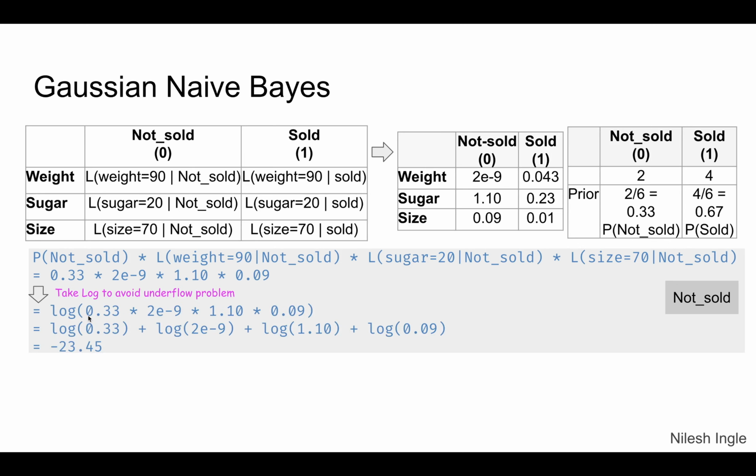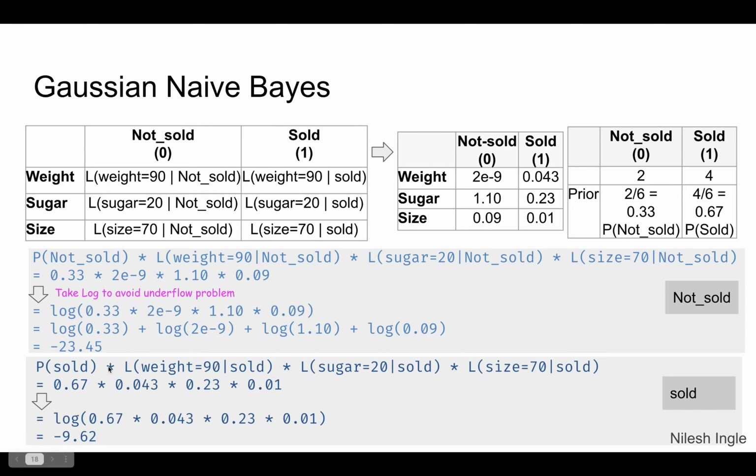The next step we can do is take the log of this to avoid an underflow problem. What that means is if we have very small values that are close to 0, such as this one, it could create a problem where the computer cannot keep track of these small numbers, and therefore we are taking the log of those so they can be easily worked on. When we take a log, these multiplication signs turn to additions, and then we get a value of minus 23.45.